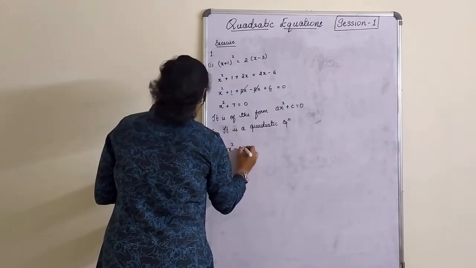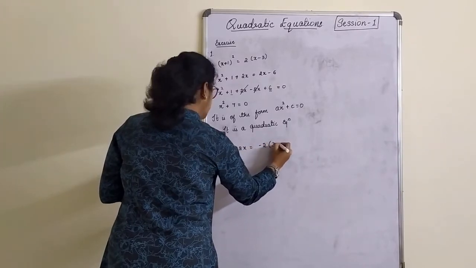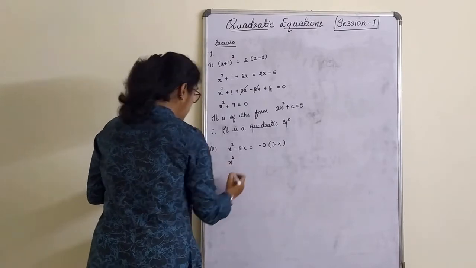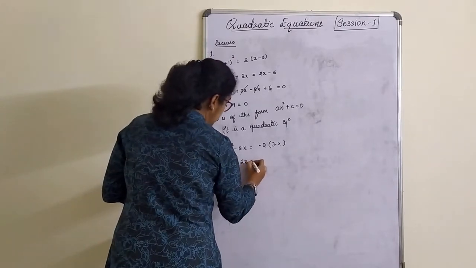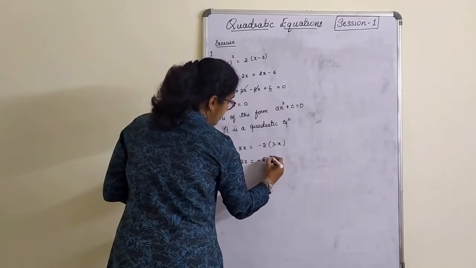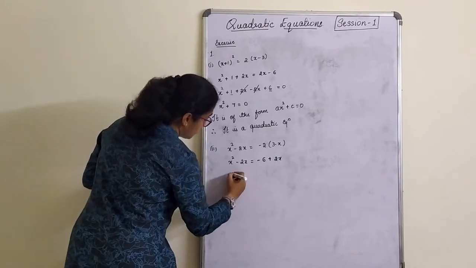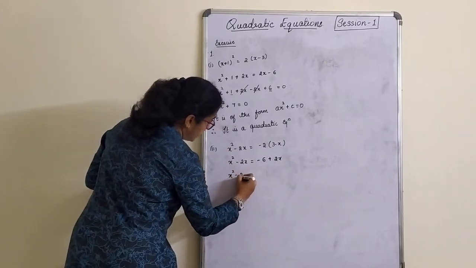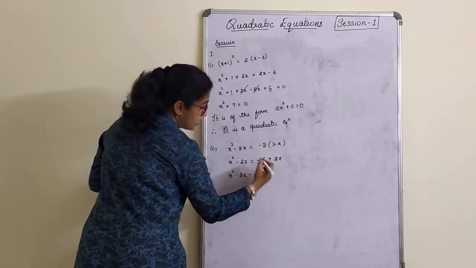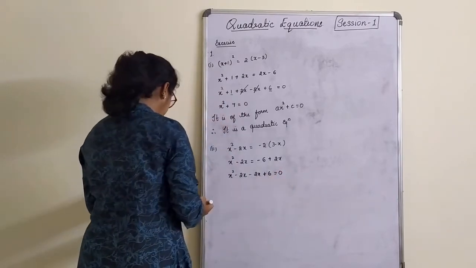x square minus 2x is equal to minus 2 of 3 minus x. Keeping this x square minus 2x as it is, equal to minus 2 into 3 is minus 6, minus into minus plus 2x. Shift to this side. x square minus 2x, again minus 2x, this plus 2x this side, plus 6 is equal to 0.